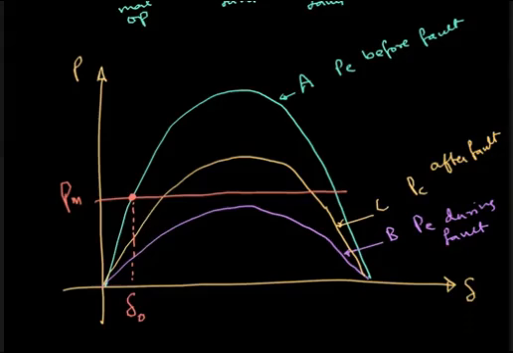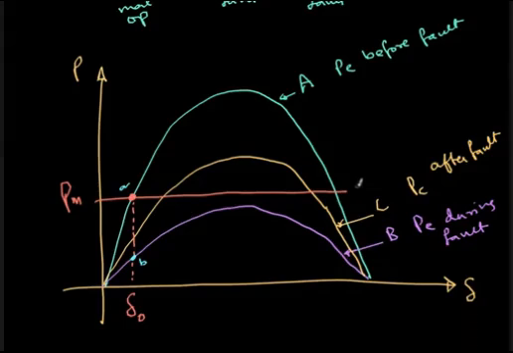Then suddenly a fault occurs. When the fault occurs, my power generation reduces. So from this point, it reduces to this curve B. I jump from this point A to this point B. Therefore, the mechanical power is more, electrical power is less. So more mechanical power is input to the machine, so the machine will accelerate. And as the machine accelerates, the delta keeps on increasing and we move along this line. Then after a while, at some point the fault is cleared.